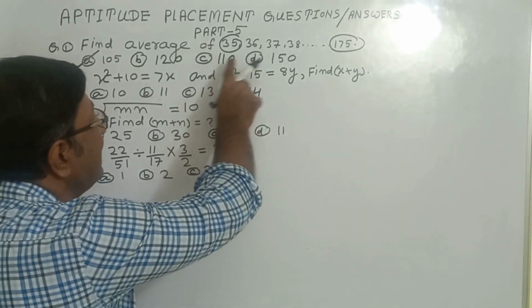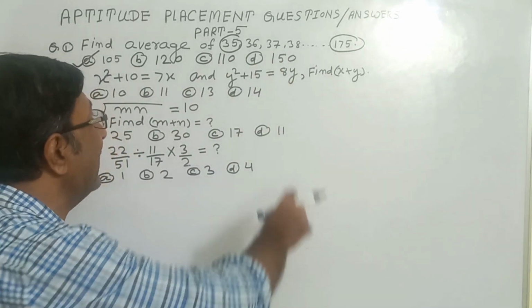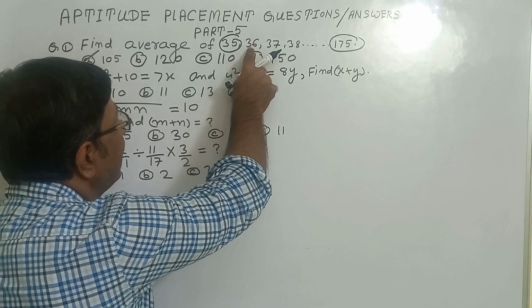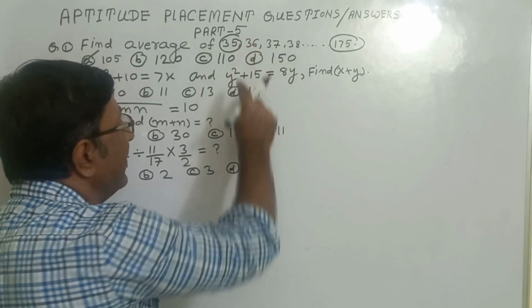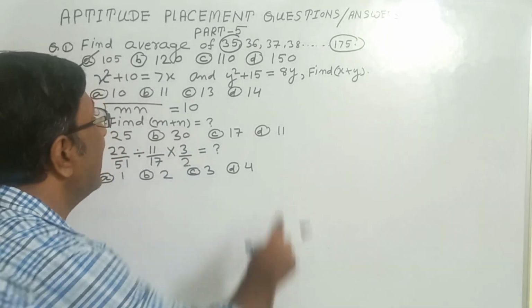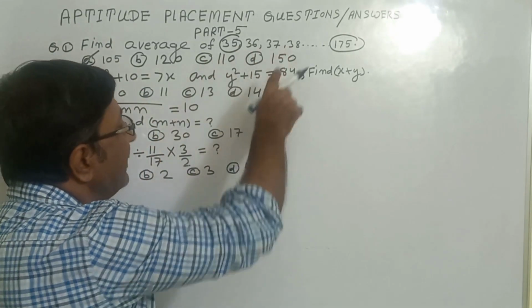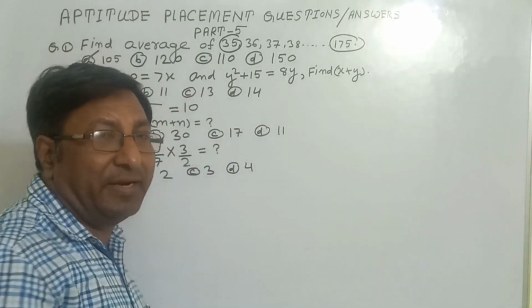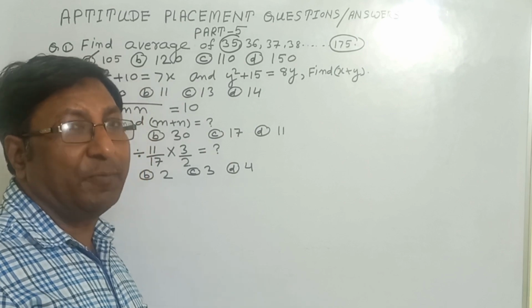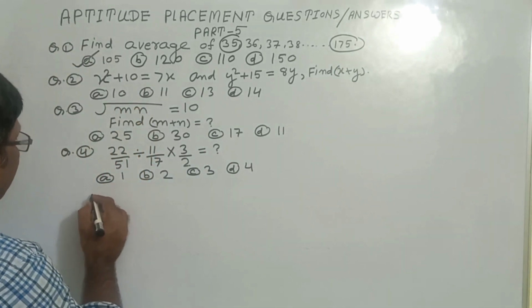When any series is given and the difference is the same, just like here 35, then 36, then 37, then 38. Here the difference is 36 minus 35, that is 1. Here 37 minus 36, that is 1. So the difference is the same, that is 1. In the same way, for any series where the difference is the same, whatever it is, we can use a simple technique. So what is the simple technique?